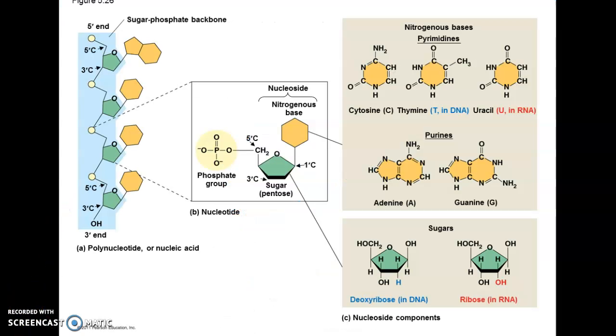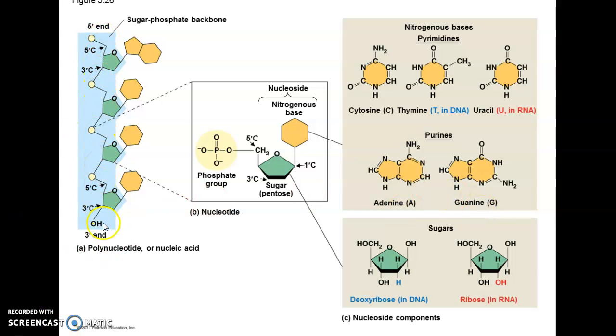Nucleic acids are polymers made up of monomers called nucleotides, and each nucleotide has subunits of its own. The nucleotide is made up of the sugar, the phosphate, and the nitrogen base. Keep in mind that DNA has deoxyribose, whereas RNA simply has ribose. The options for the nitrogen bases can be pyrimidines, which are cytosine, thymine, and uracil, or purines, which are adenine and guanine.